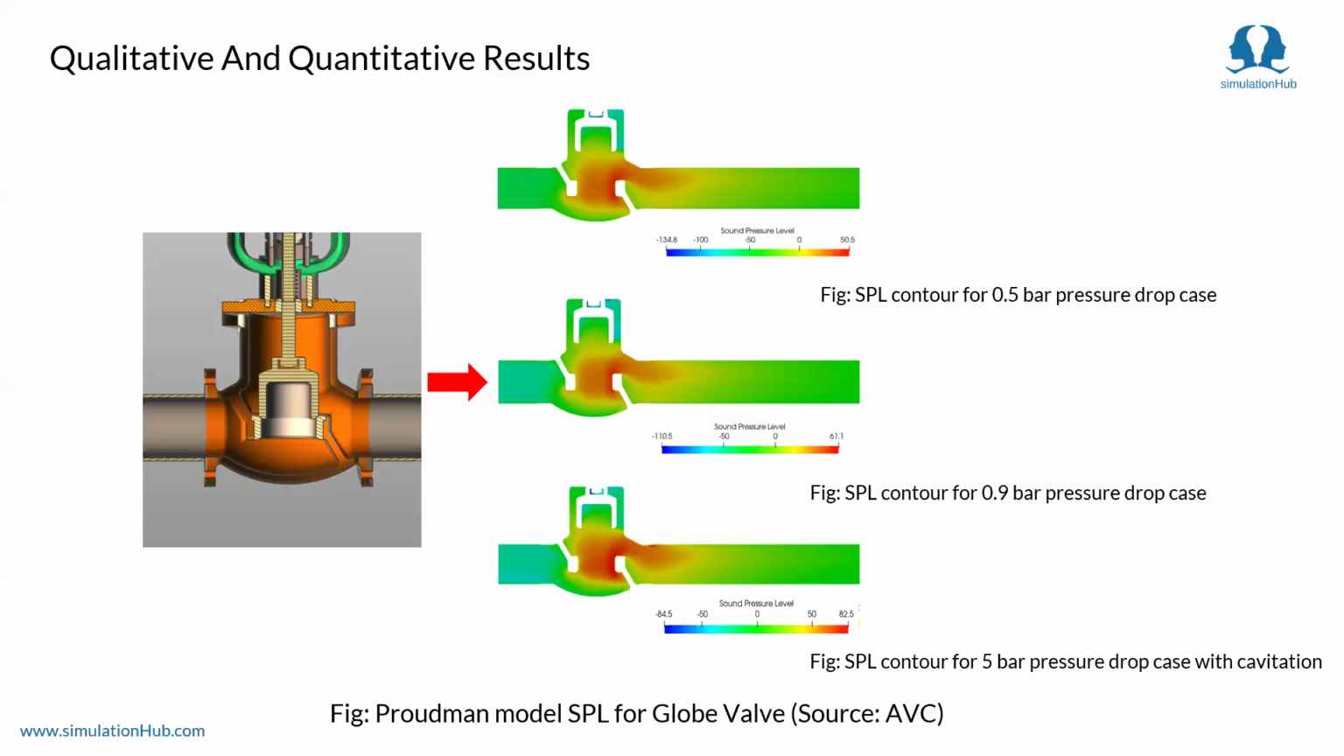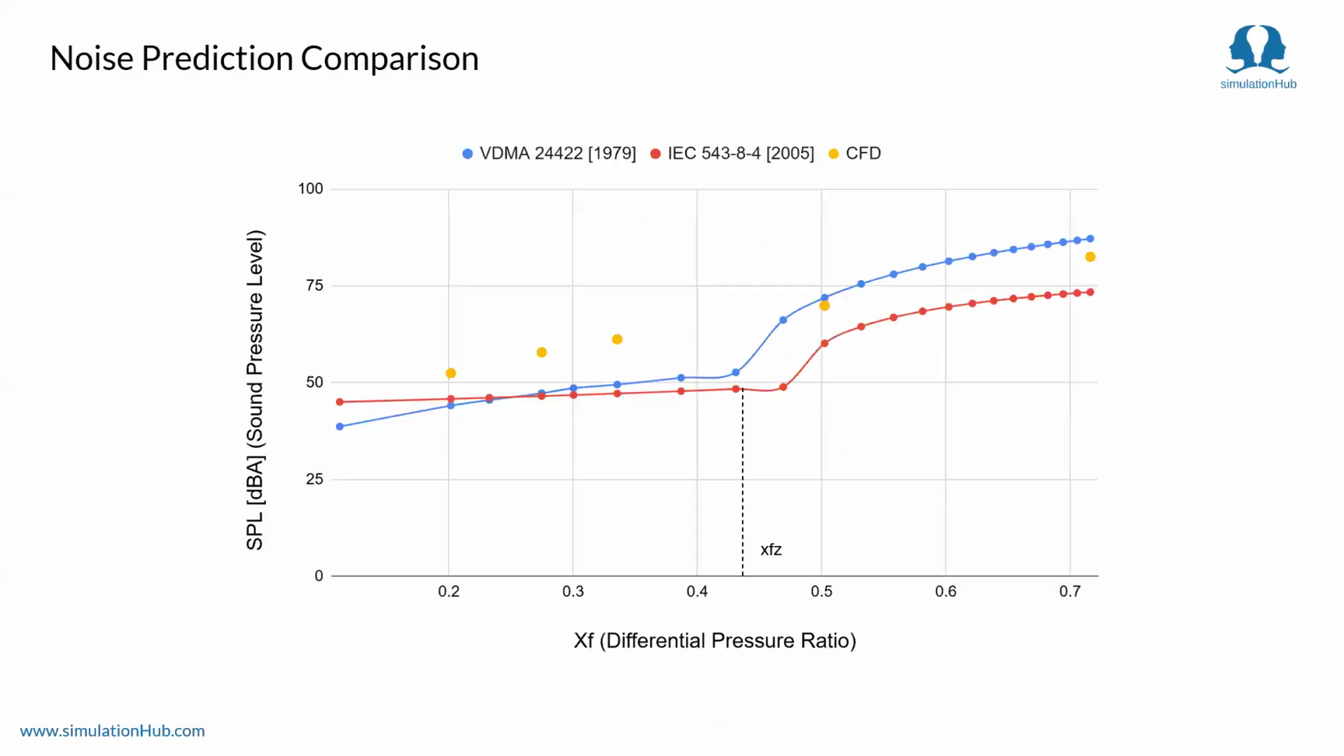So if we have a look in the next slide, this is the quantitative comparison of the different methodologies we used to predict the hydrodynamic noise. So we used the equations that we saw in the earlier slides, which was VDMA. It's dependent on CV and XFZ, and also the complex IEC equation.